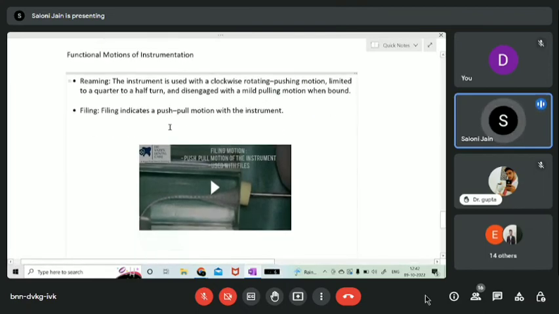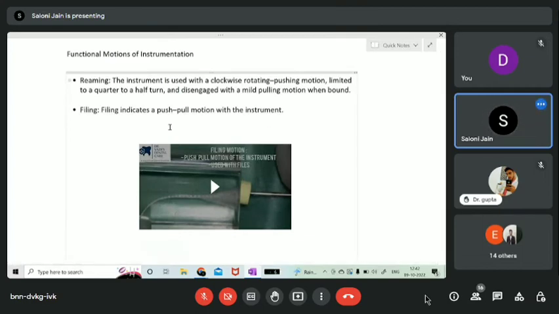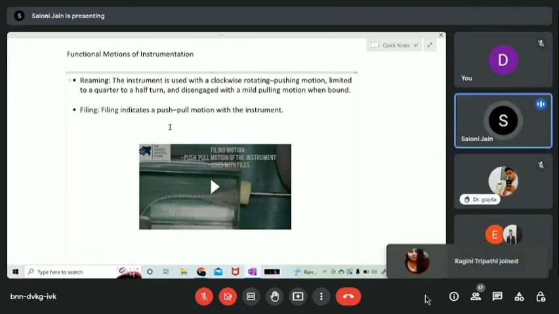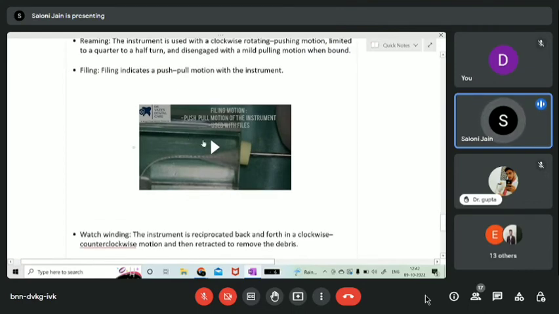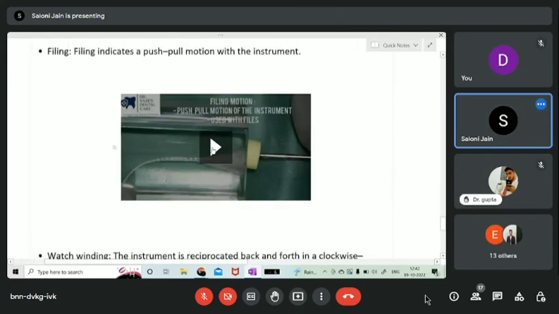Reaming motion is nothing but rotating clockwise. It is a clockwise rotating pushing motion. In quarter or half turns you engage, and then in pulling motions you come out. You push the reaming file in a clockwise rotating manner inside the canal, you engage the file, and then you disengage in a mild pulling motion. And a filing motion is nothing but a push and pull motion. See, it would be clear with this video.